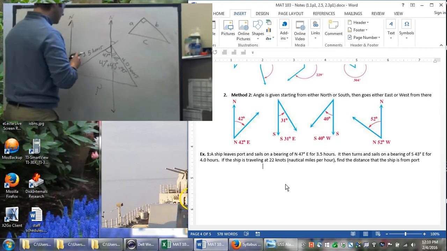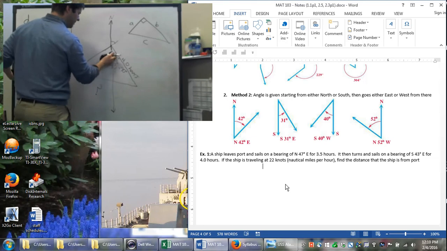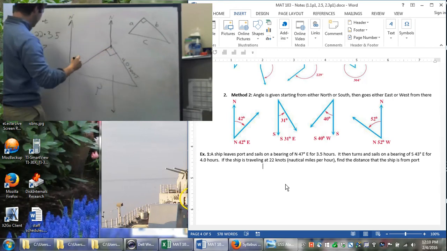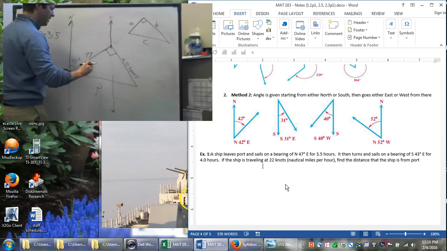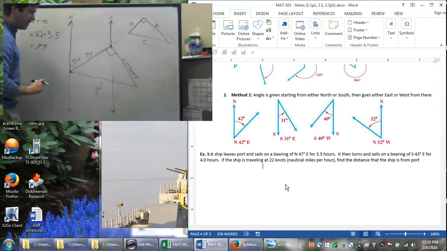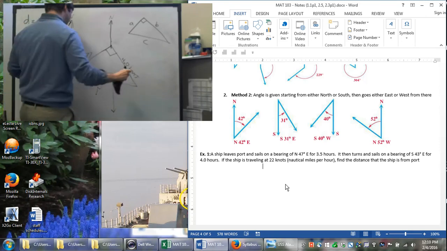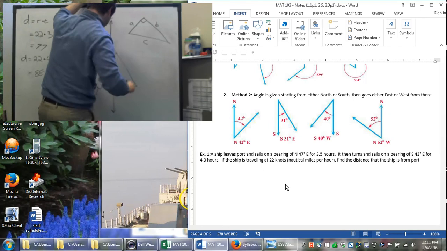So something like that. I'm going to draw this pretty big. Let's draw even bigger. We've been chugging along on our boat there for 3.5 hours. Okay? It then turns and sails on a bearing of south 43 degrees east. So there's the south direction. East is that way. Let's see. So we're going south 43 degrees east.